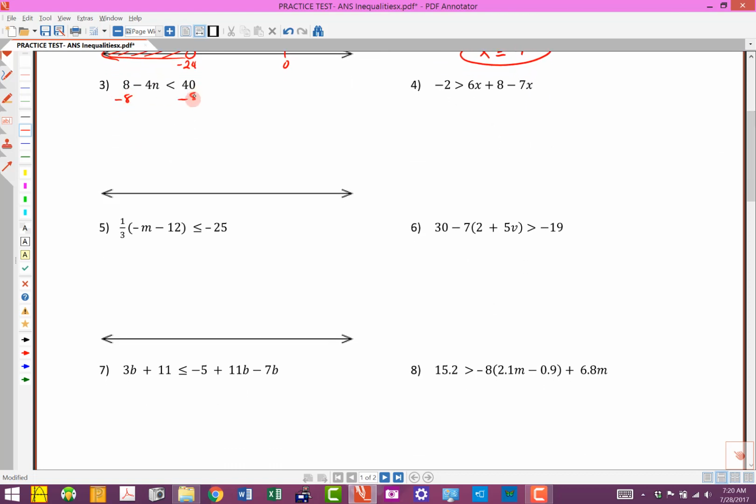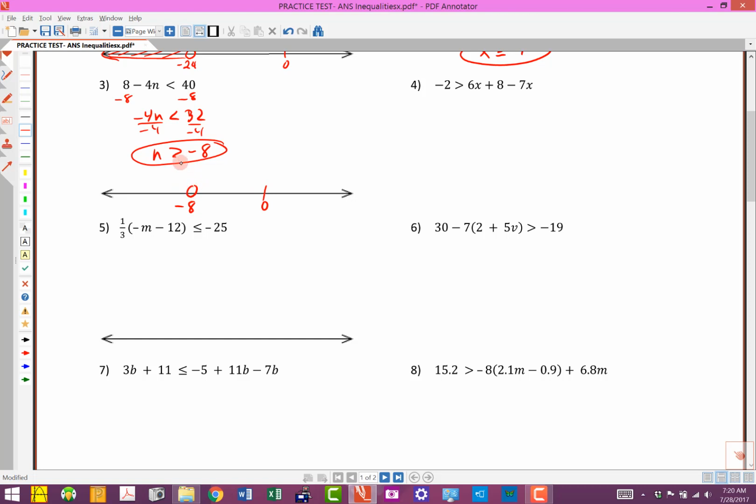We're going to subtract 8. Negative 4n. Subtracting doesn't change the direction. This is a 32. We're going to divide both sides by negative 4. That is going to change the direction, so we change the direction here and we get a negative 8. Read from the variable, n is greater than negative 8. So here's 0, here's negative 8.